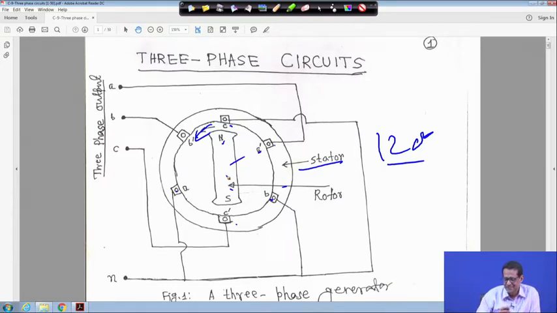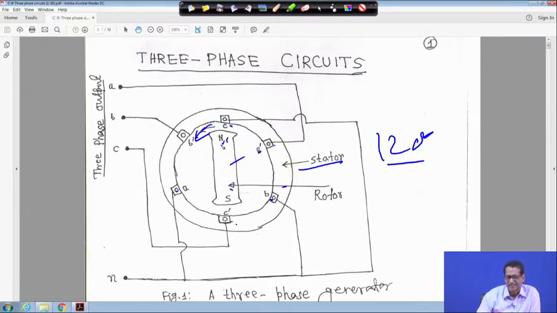Now, the rotor is surrounded by a static part called the stator, and the windings are placed 120 degree apart, right? But as the magnet is revolving, there will be flux linkage in these three different windings which are placed 120 degree apart. Because of that, voltage will be induced in these windings.